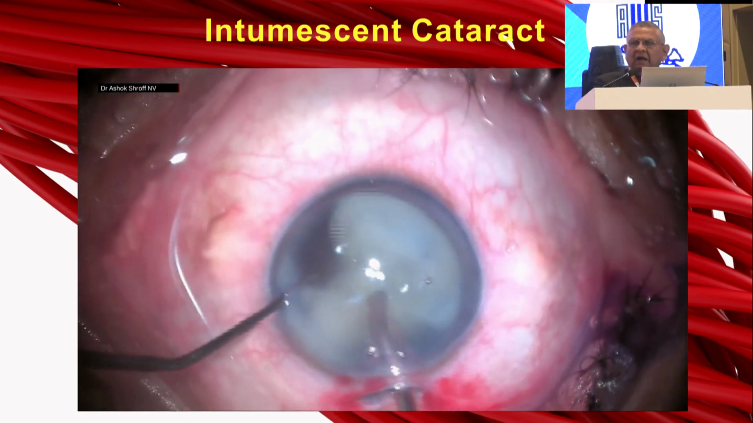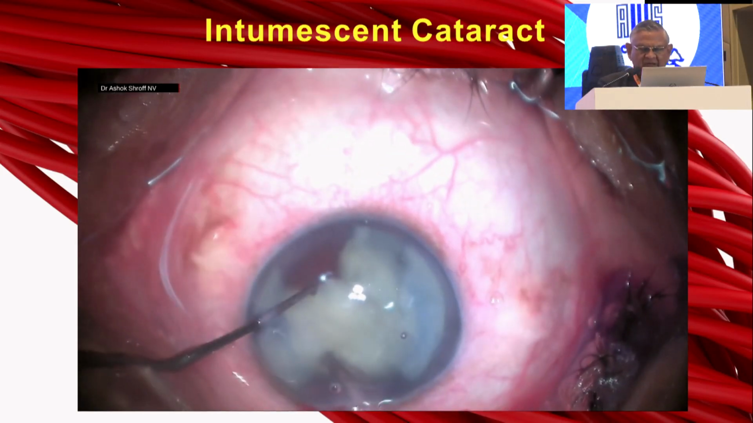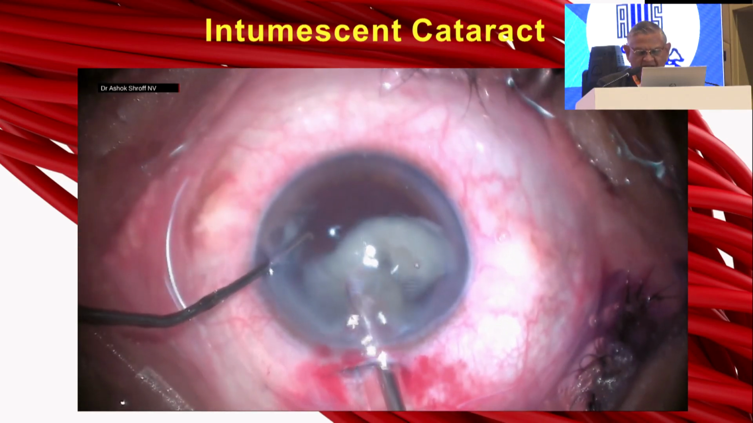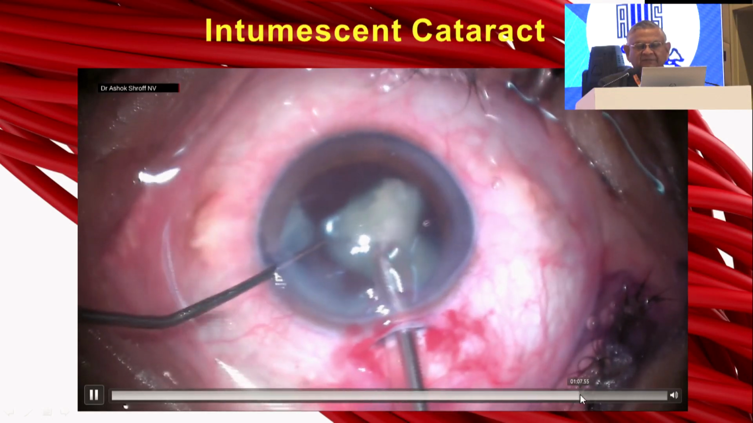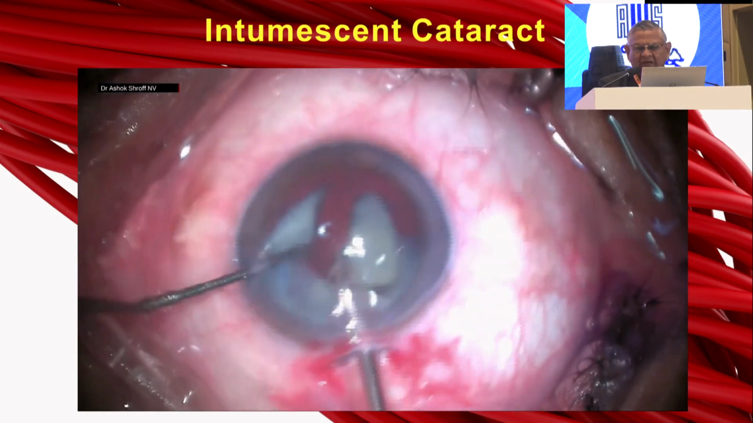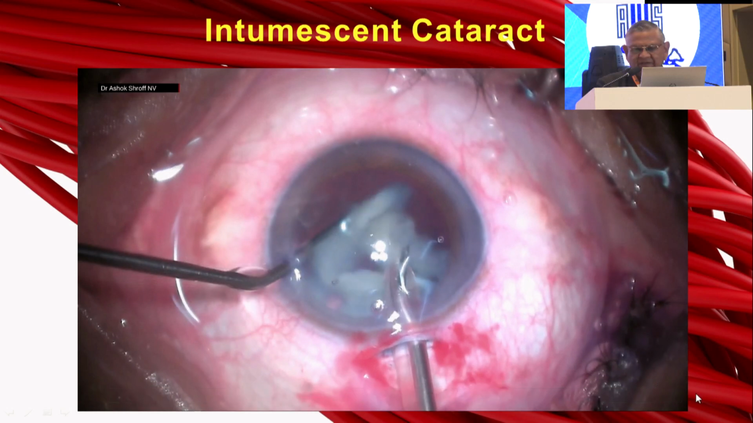Here you can use low parameters, depending on which machine you are using. And if necessary, you can decrease all parameters still further, the vacuum as well as the power. But make sure that the lens fragments don't come in contact too much with the corneal endothelium, otherwise it will damage it.